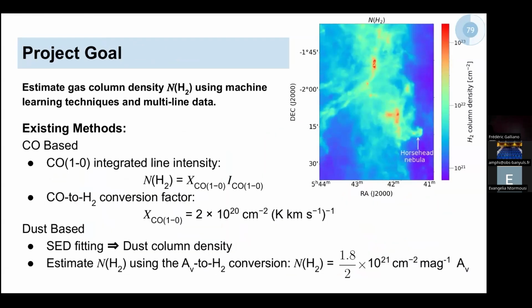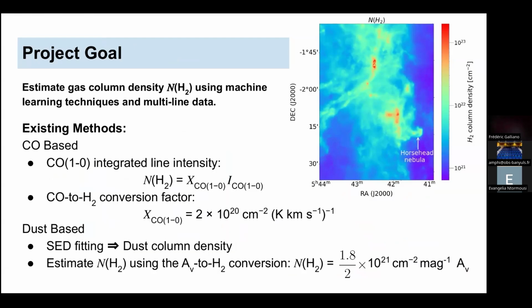So the goal of our project is to estimate the molecular gas column densities in the Orion B giant molecular cloud. The motivation is that we hope to produce density estimates that are more rigorous than the methods commonly used currently. So, a super brief overview of commonly used methods.